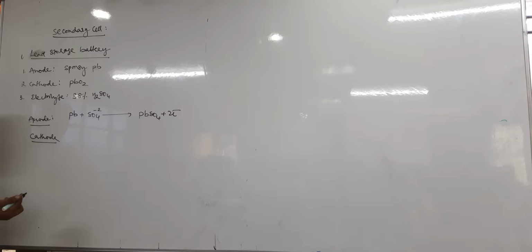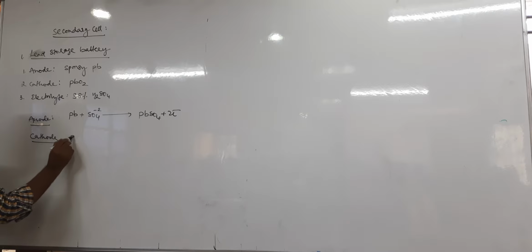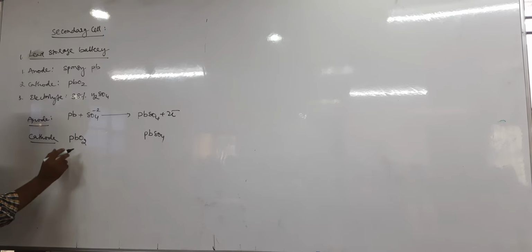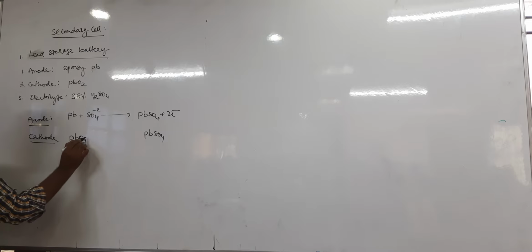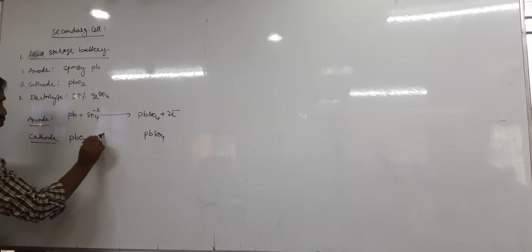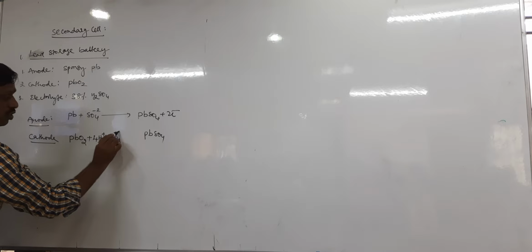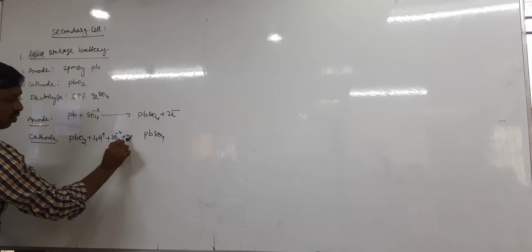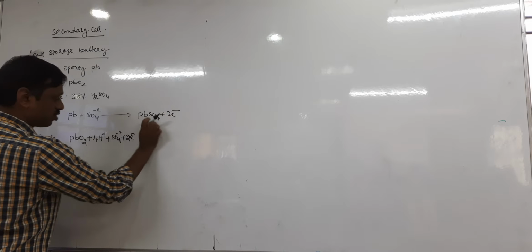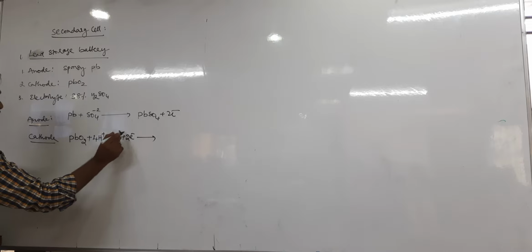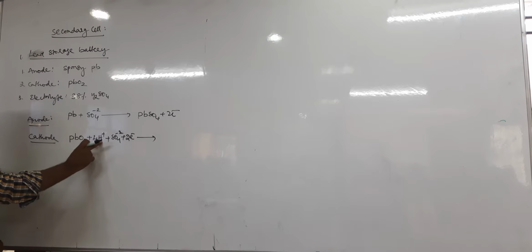Next, at the cathode. The cathode is lead oxide. This lead oxide also converts into lead sulfate. To convert lead oxide into lead sulfate, 2 oxygens have to be removed. To remove 2 oxygens, 4 H+ should be taken, along with SO4 2- and 2 electrons. No, it changes, not 4 electrons. Yesterday we took 4 electrons, but it is not 4 because it is minus 2, minus 2, minus 4, plus 4, balanced.